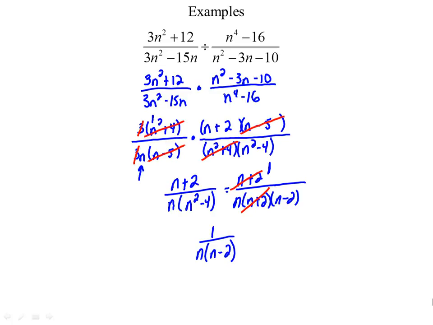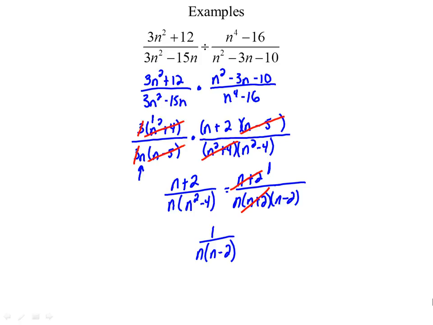Don't distribute the n back through, because then you just have to turn around and factor it back out. So this is in simplified factored form. So just remember again, if you see a division symbol, you've got to do the keep, change, flip. And then when you do the keep, change, flip, after that it takes you back to multiplication.